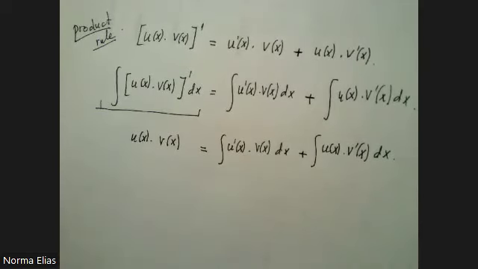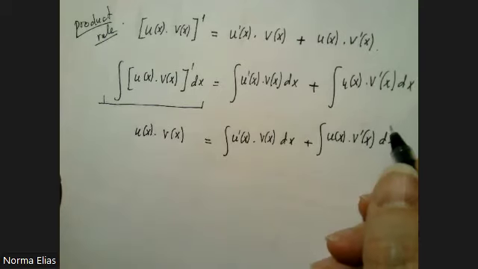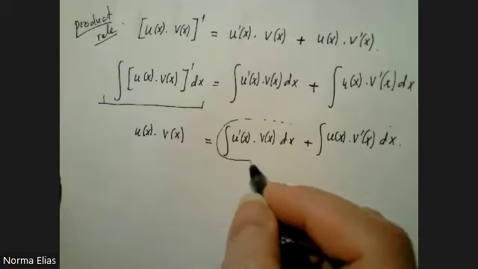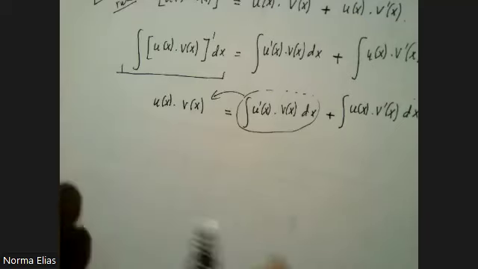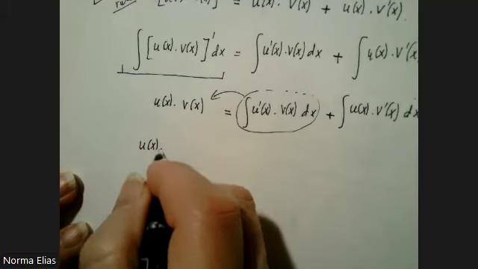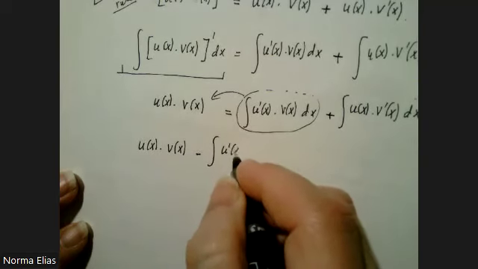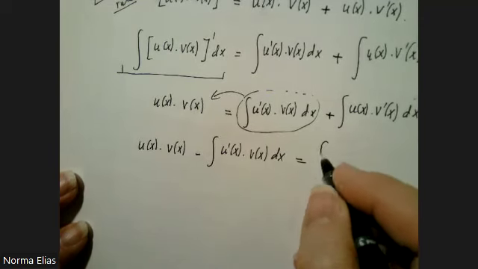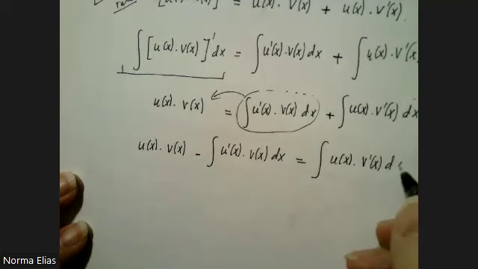Of course, still jumble mumble, and I 100% agree with you. Now I'm going to do more jumble mumble if you want. I'm going to do some algebra. I'm going to bring this term basically to here. That's really what I'm going to do. So this is going to give me u of x times v minus the integral of u prime v of x dx equal to the integral of u of x times v prime dx.